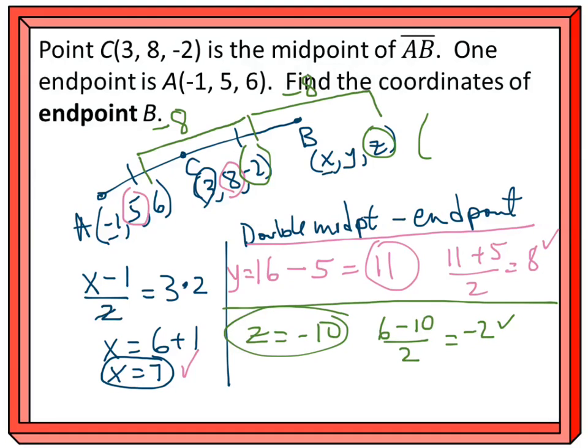So I'm going to write my answer as 7, comma, 11, comma, negative 10. And there are the coordinates for point B.